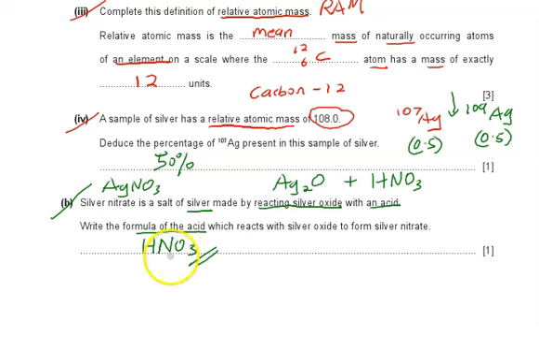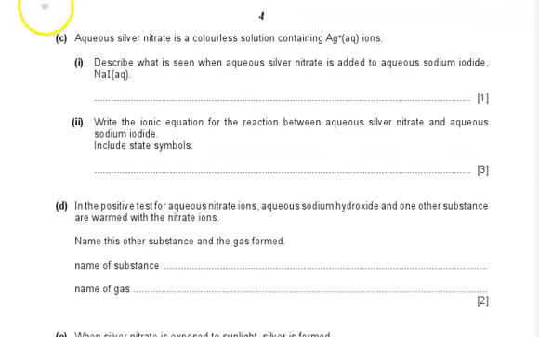Now let us move on with the next one. C, aqueous silver nitrate is a colorless solution containing argentum ion. Number 1, describe what is seen when aqueous silver nitrate is added to aqueous sodium iodide. This experiment is to determine the anion.